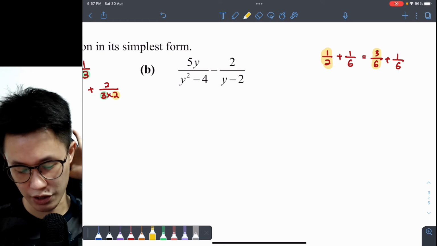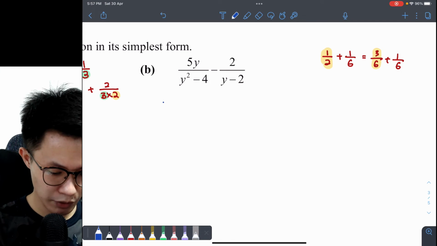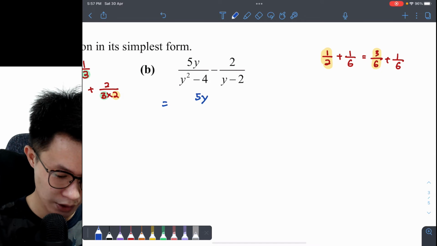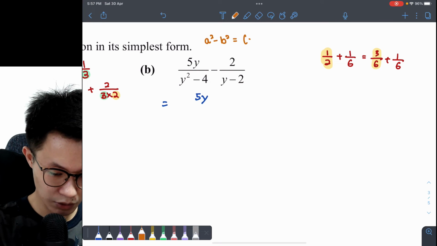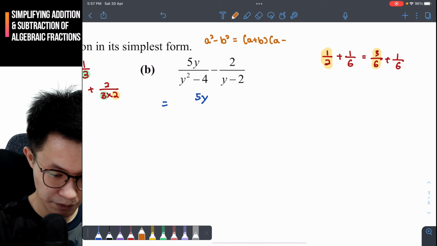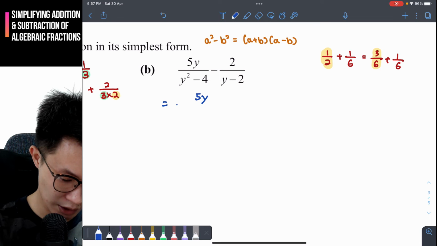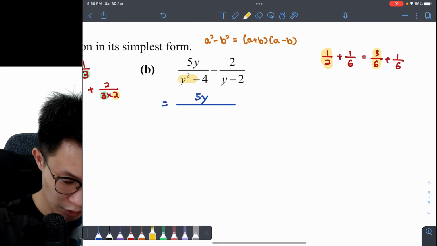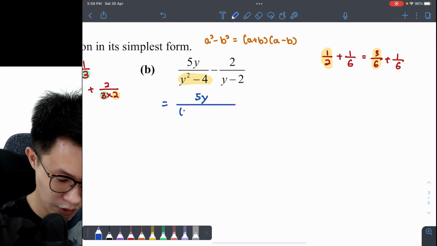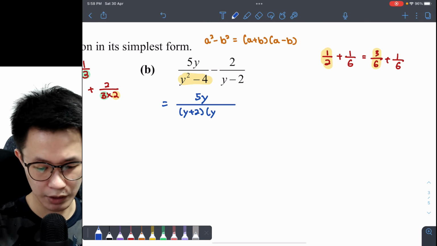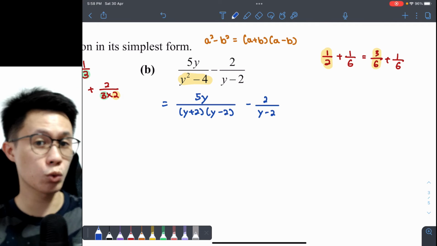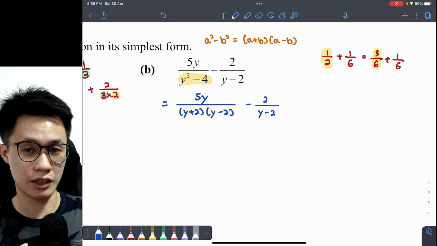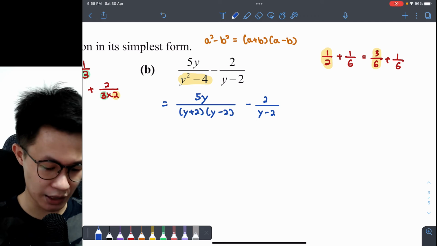That's what we're going to do for such questions. If you have this over here, we're going to use the a squared minus b squared formula, which in fact equals a plus b times a minus b. So this denominator here, y squared minus 4, is in fact y plus 2 times y minus 2. So with this, what we realize is, I actually don't need to multiply the denominators together. I can just raise one of the denominators to match the other denominator.